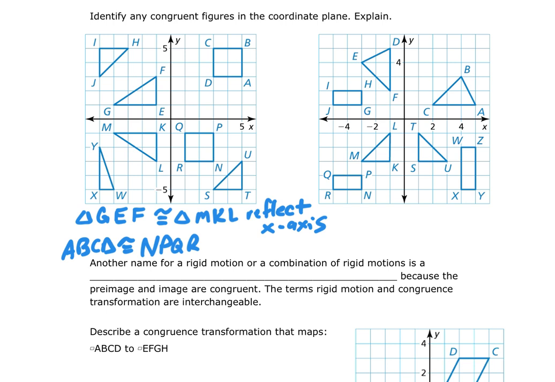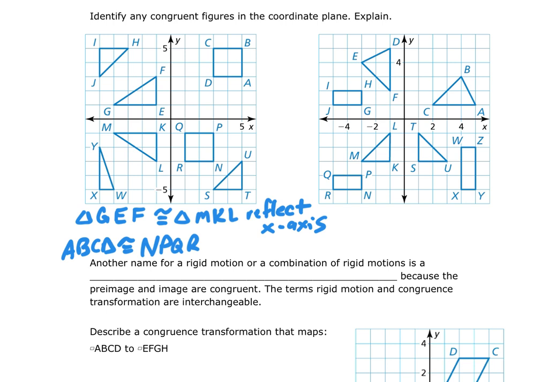But A has to match here. So notice how I matched up A and N together. B has to match up with P. C matches with Q. D matches with R. Those points have to match up with one another because those are in the same spot with one another. If I said I'm going to go from D to R, it has to be the same as going from B to P all the way through, okay?